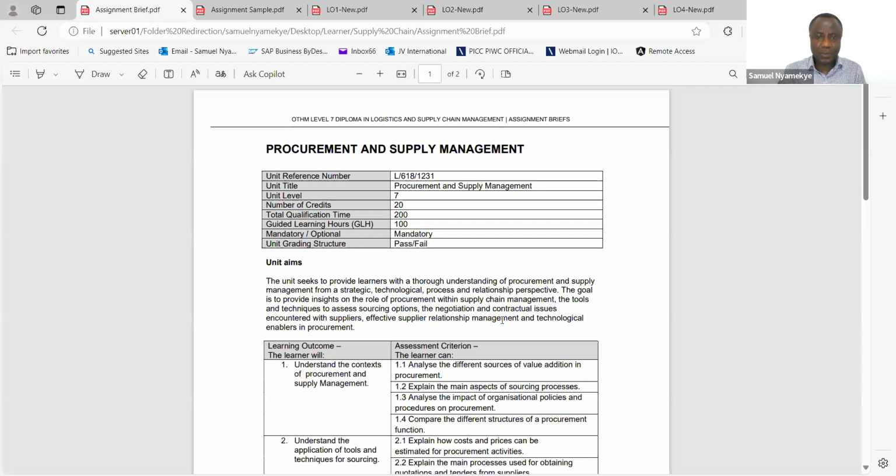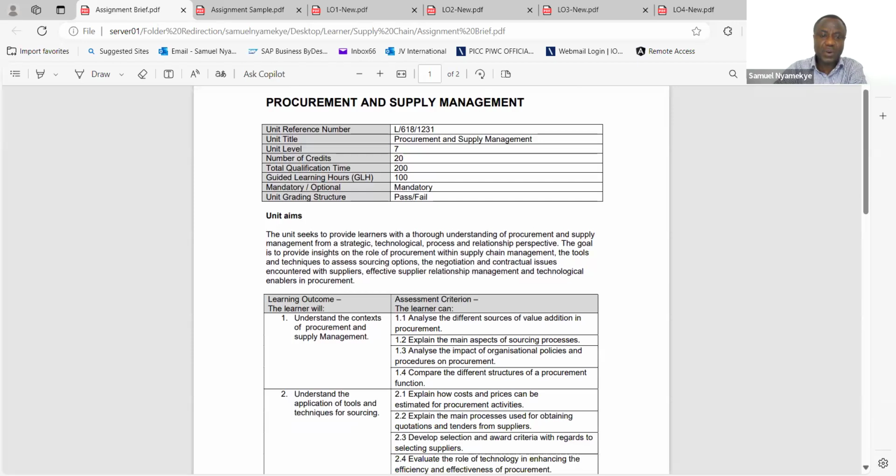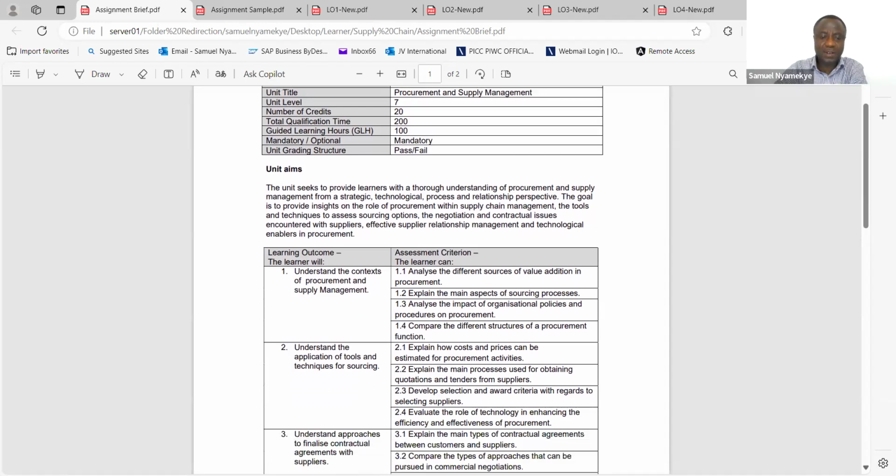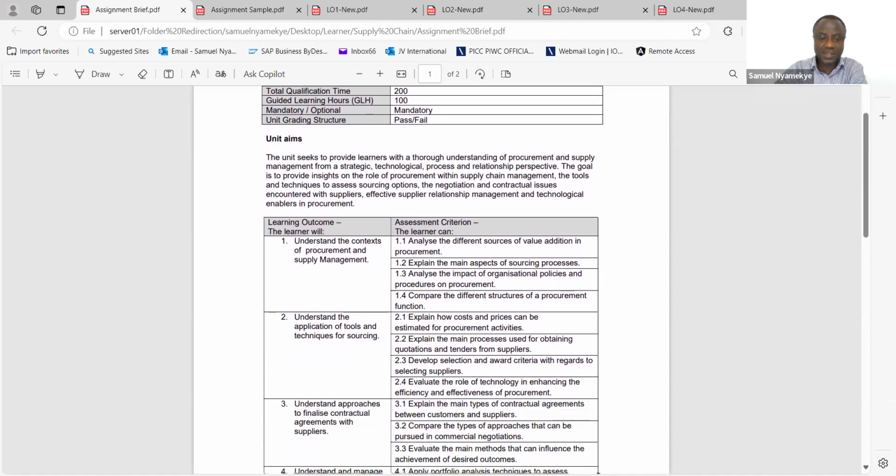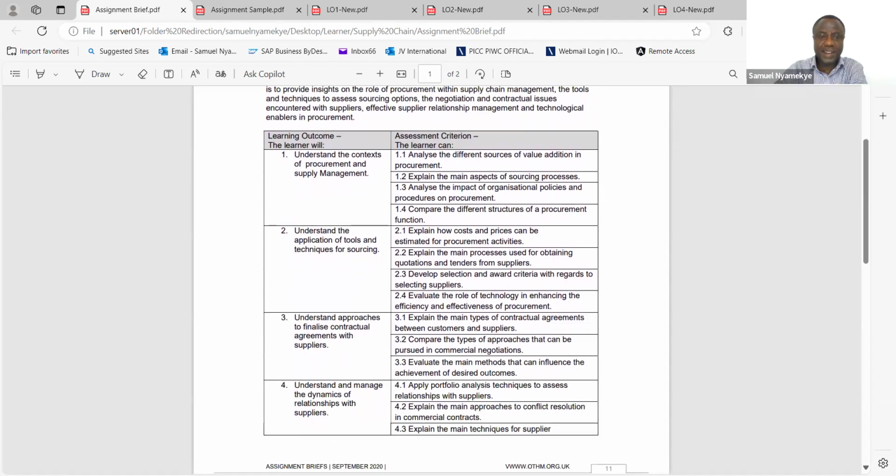For the last few weeks, we've been looking at procurement and supply chain management. And like we said, this is a mandatory module which is graded on either a pass or fail. And the 4 learning outcomes were given to us to look at. The first one was for us to understand the concept, context of procurement and supply chain.